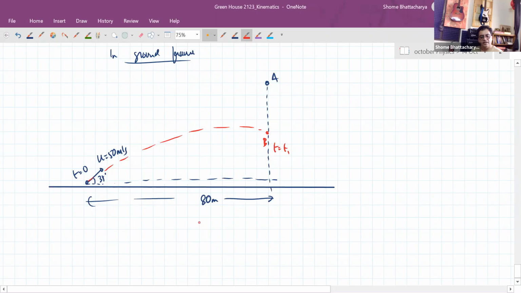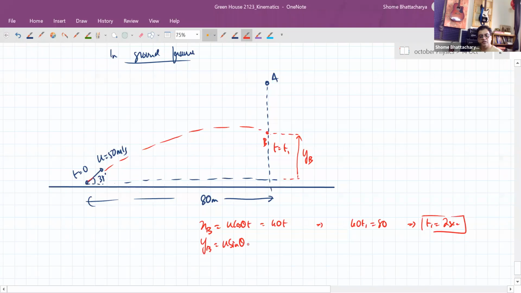So you'll see that the x component of B's displacement is u cos theta t. So that is 40 t. So 40 t1 should be equal to 80 meters. So you can see that this time is equal to 2 seconds from here. But we can also see that at this point of time, the y component of B's displacement is u sine theta t minus half g t square. So that is 30 t minus 5t square, taking g as 10.